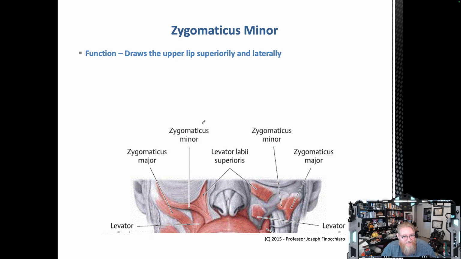You have the zygomaticus minor, which draws the upper lip superiorly and laterally. There's nothing really there to help you with. You just have to remember that the zygomaticus major goes down here and pulls this way, and the zygomaticus minor goes over the top and kind of pulls right near the nose.